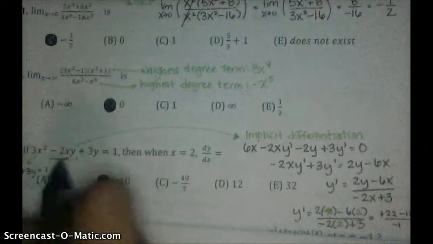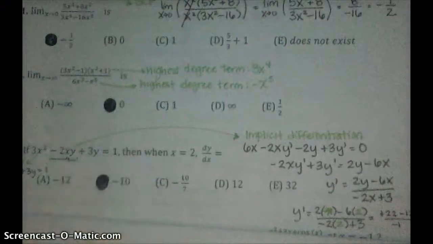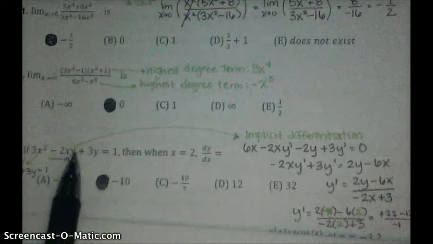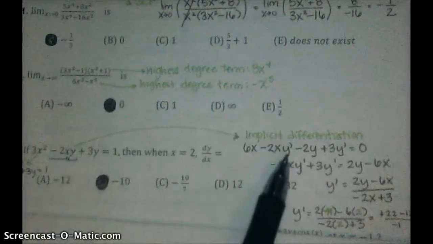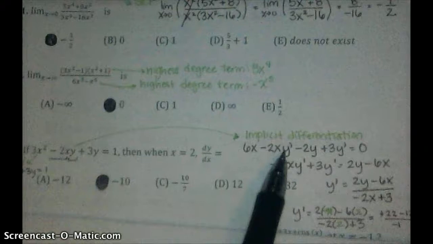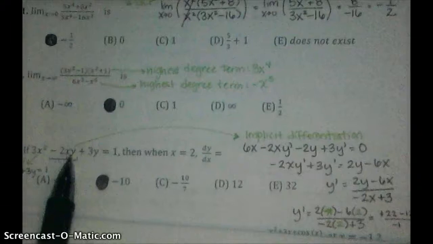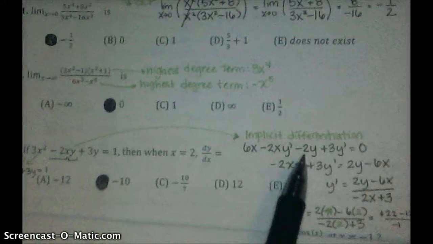And you really have to remember that y is a function, it's not just a variable. So u dv would be negative 2x times y prime, because that's the derivative of v. And then I would add v du, which is y times the derivative of negative 2x, which is really just negative 2. So I get negative 2y.